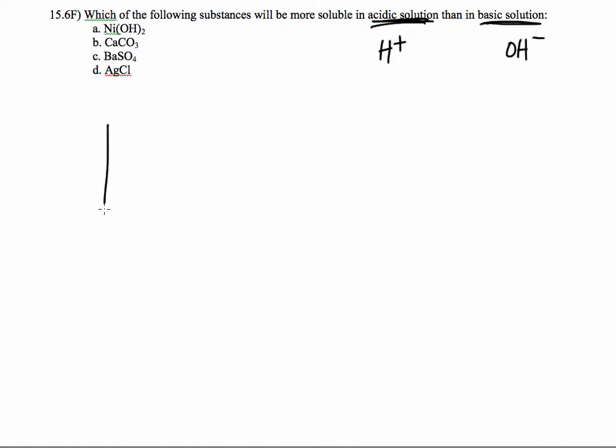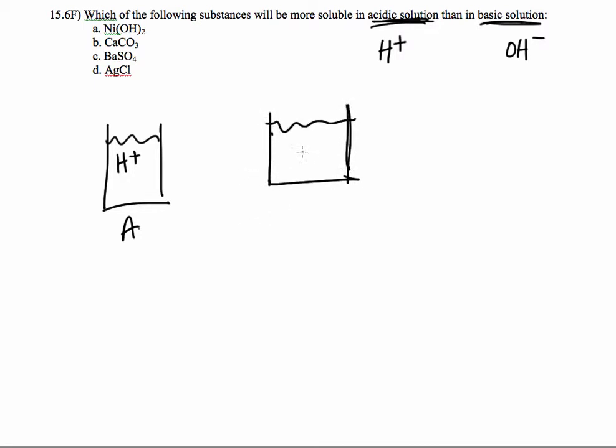But if I have a solution that was the acid, that means I have hydrogen ions in that solution. If I have a base, oh, that's a terrible beaker. Let's draw that again. Still not too great, but okay. And over here I'm going to have hydroxide, so that would be my basic solution. So if I take this nickel hydroxide, what I want to know is how is this going to be affected if I put it in either one of the two solutions?